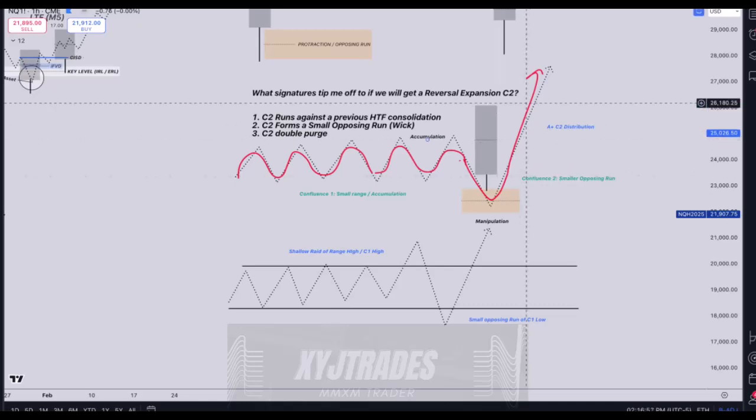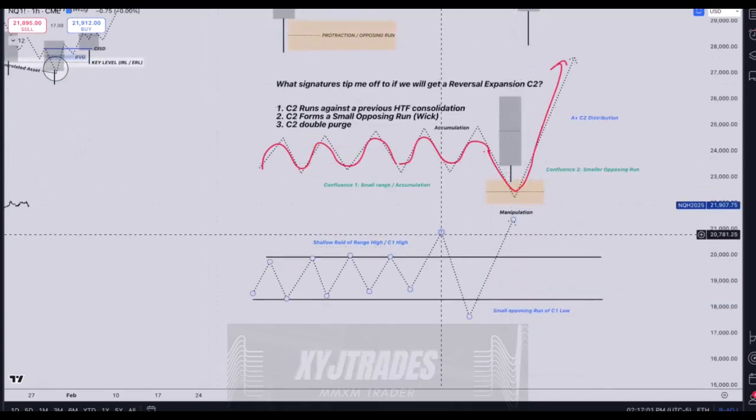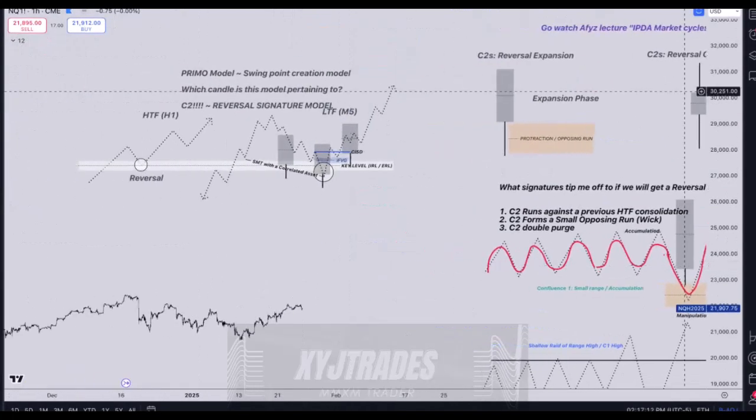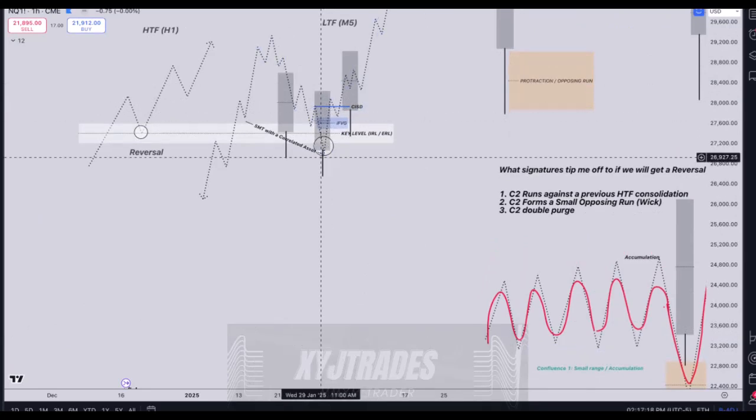Remember, this is a candle built in time and price. If price spends the majority of the candle creating the opposing run, how much time is left for it to expand? If we get our change in state of delivery here in candle 2 with 10 minutes left in the candle, right? This candle probably isn't going to expand, is it? But if we get that change in state of delivery 10 minutes into the candle, do you understand how time is actually going to qualify the opposing run?